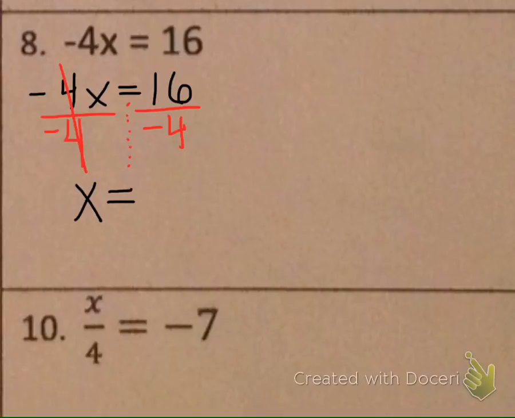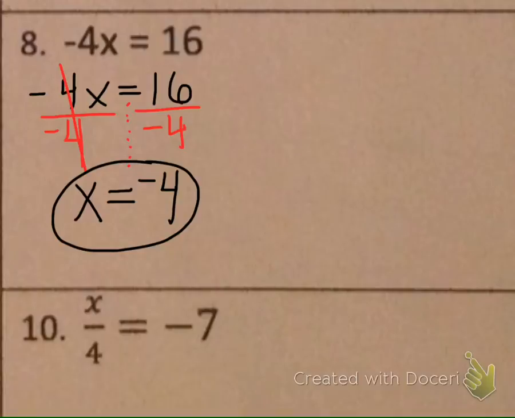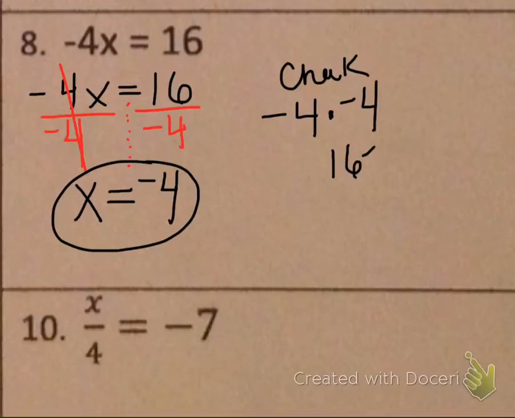Bring down your equal sign, and then I have 16 divided by negative 4. I have 1 negative, so my answer is negative, and 16 divided by 4 is 4. My answer is x equals negative 4. Okay, and let's just check that. Negative 4 times negative 4. I have 2 negatives. My answer is positive. 4 times 4 is 16, and that works. That checks out.